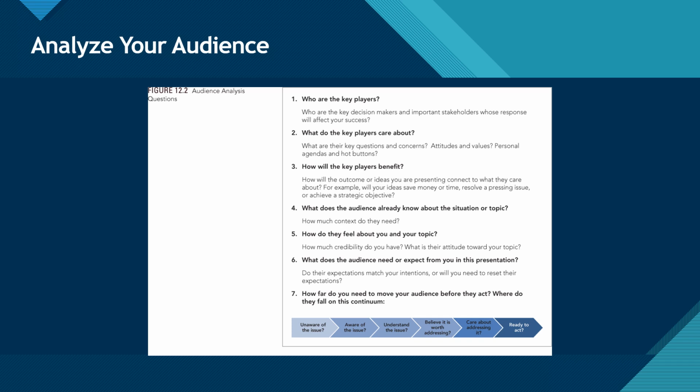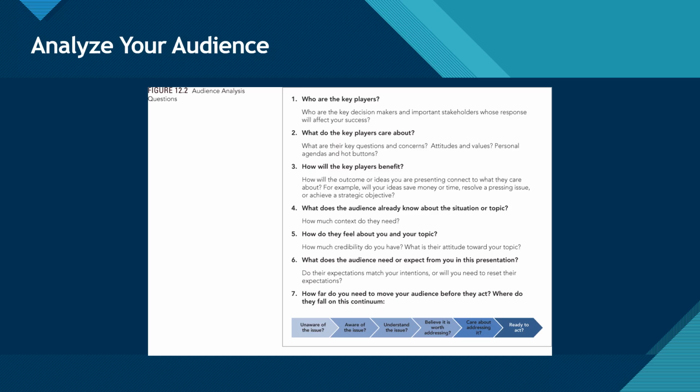Number 3. How will the key players benefit? Like, how will the outcome or ideas you are presenting connect to what they care about? For example, will your ideas save money or time, resolve a pressing issue, or achieve a strategic objective? Number 4. What does the audience already know about the situation or topic? How much context do they need?